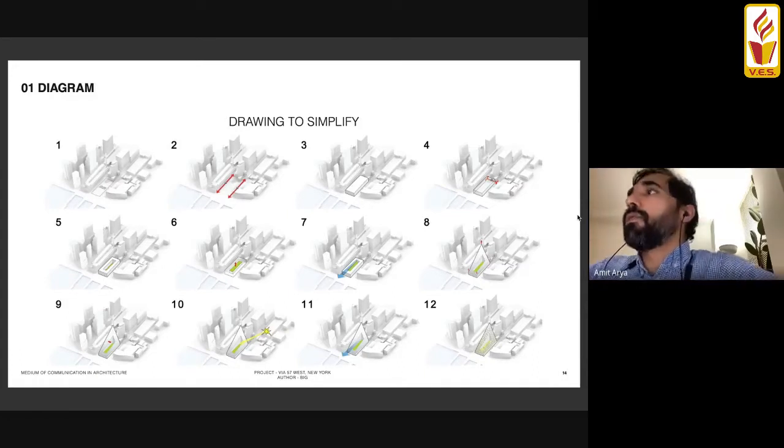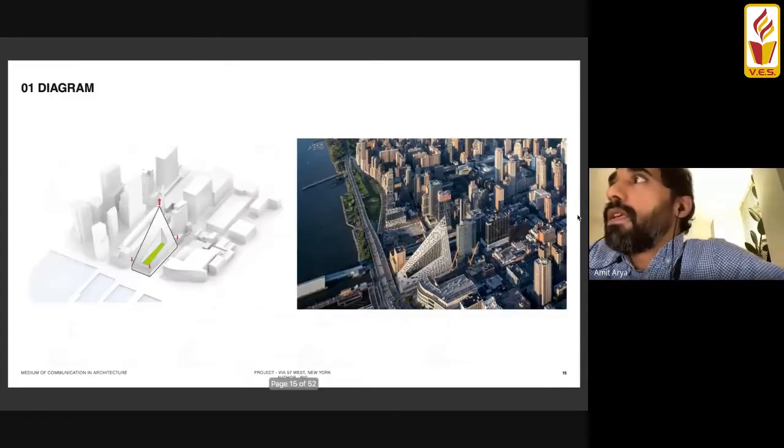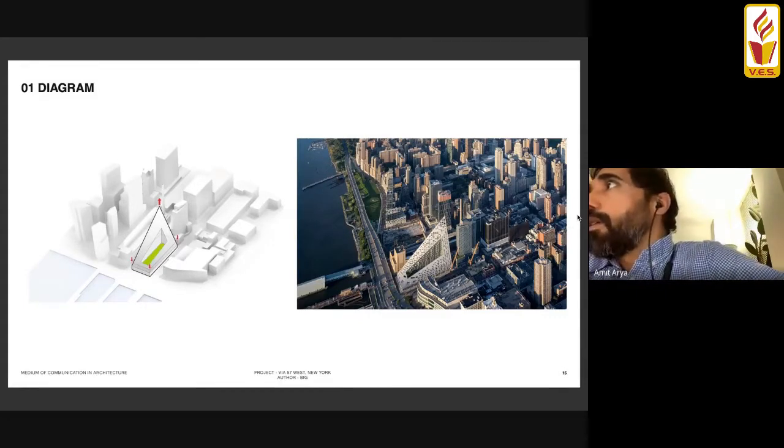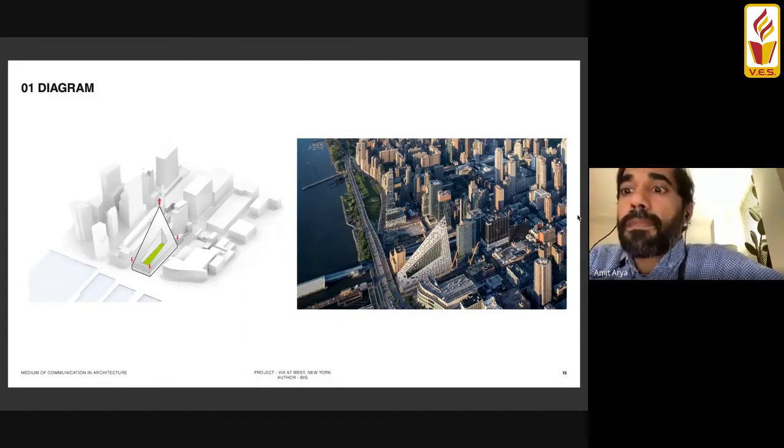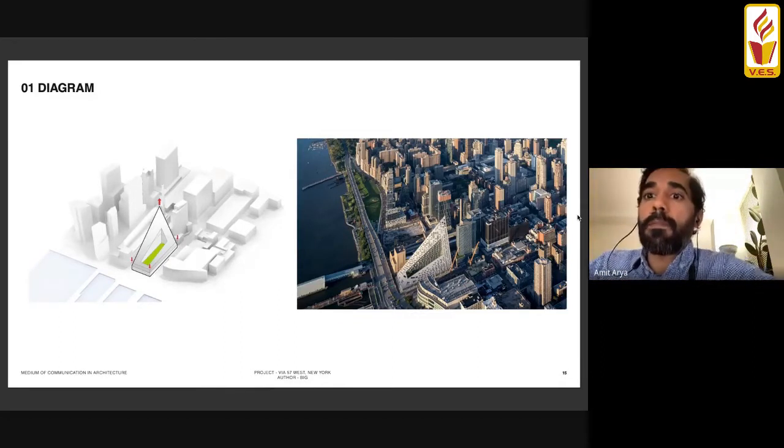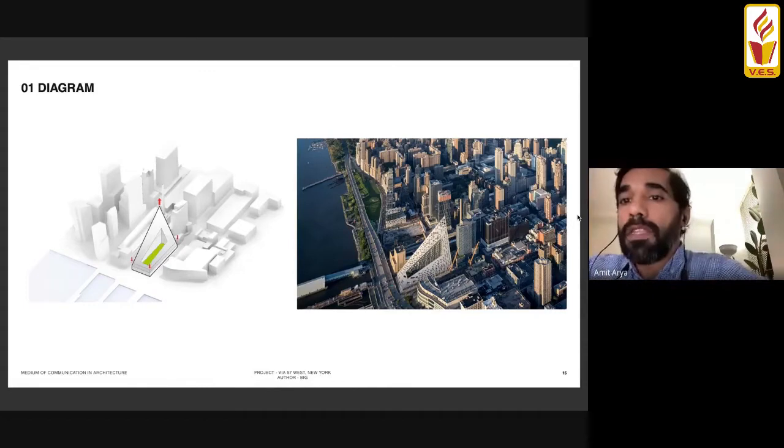And if you go to the next slide, you will see how when you juxtapose the primary diagram with the final built work, you can literally see, in this case, a perfect synchronicity between the process and the product. Next slide, please.